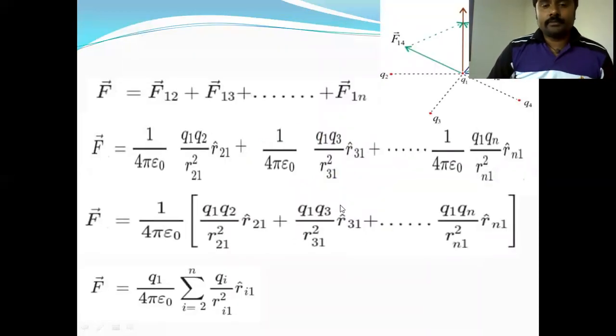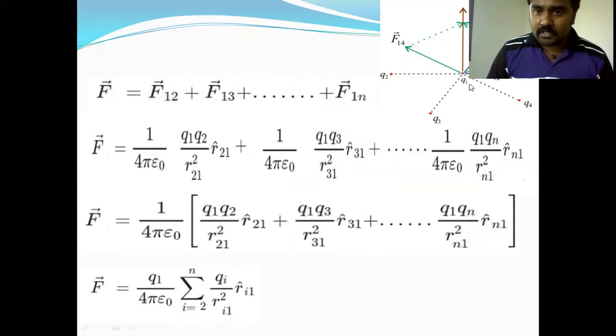So according to the principle of superposition, when a number of charges are interacting, the resultant force on one particular point charge due to the multiple point charges is given by the vector sum of the forces produced by the individual point charges.